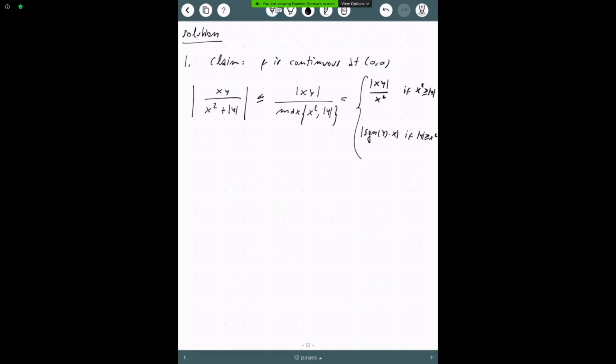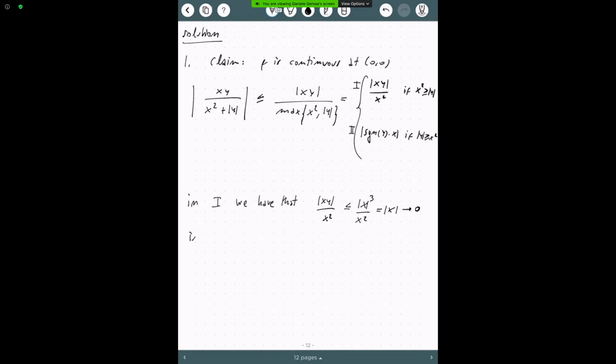Let me call them case number 1 and case number 2. It's clear that in both cases we go to 0. So in one, we have that xy divided by x squared is less or equal than modulus of x to the power of 3 divided by x to the power of 2, because we are in the hypothesis that x squared is greater or equal than the modulus of y.